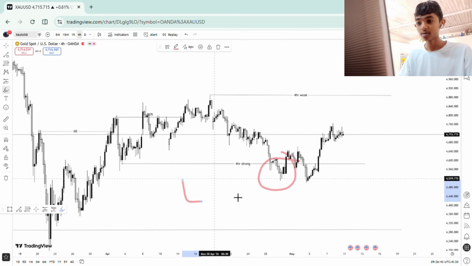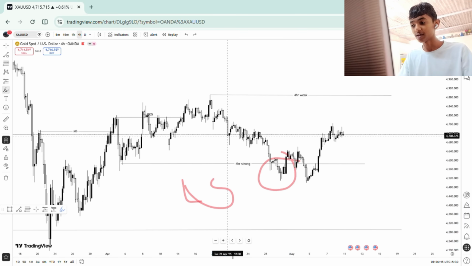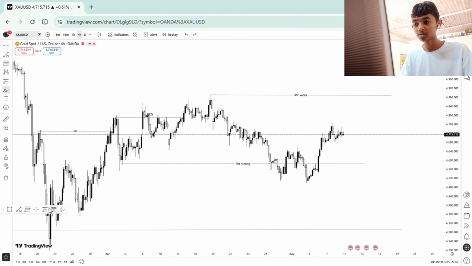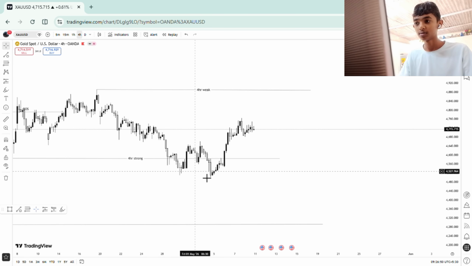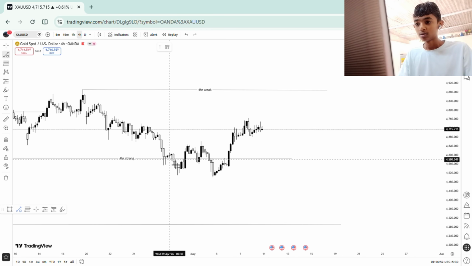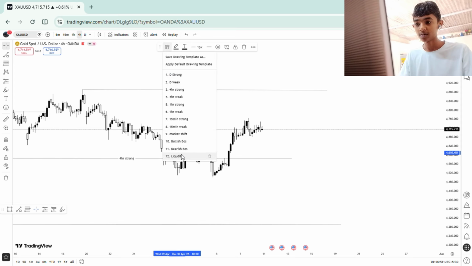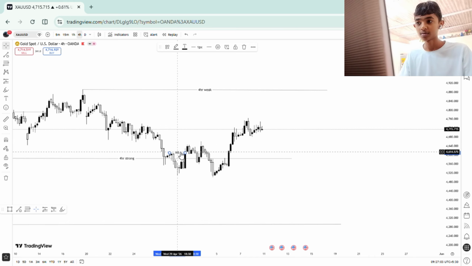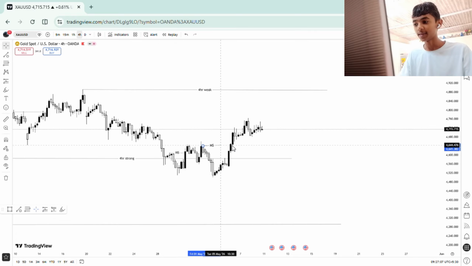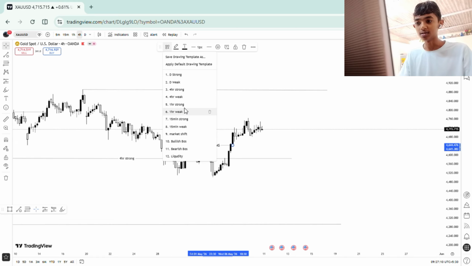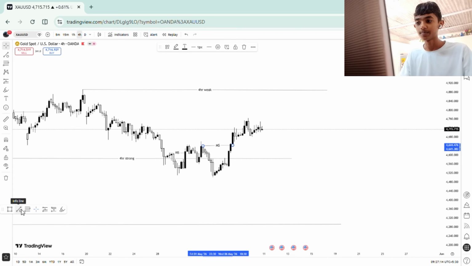Now we mark this as a fractal break of structure to the upside. This is a fractal market shift. Then this is a bullish break of structure to the upside, and then this is another bullish break of structure to the upside.